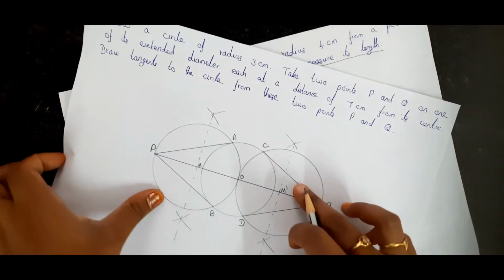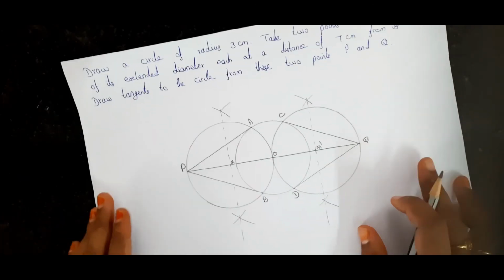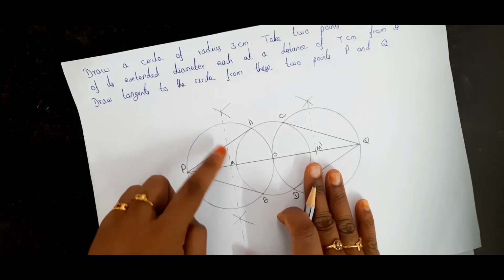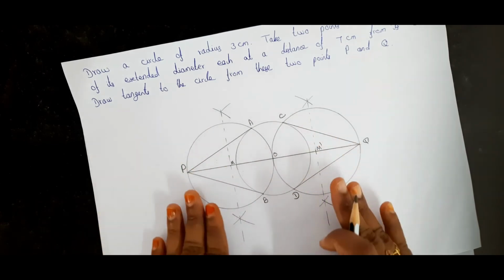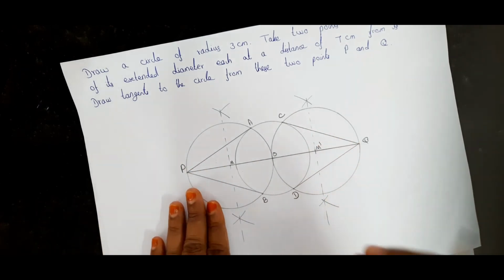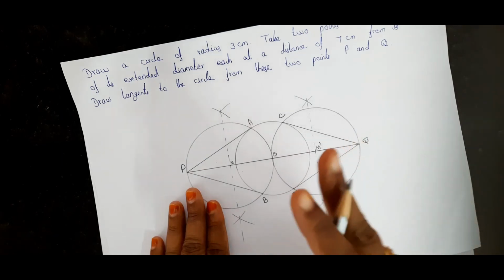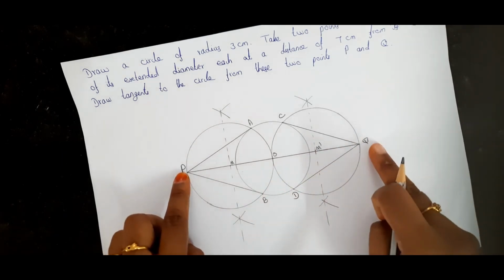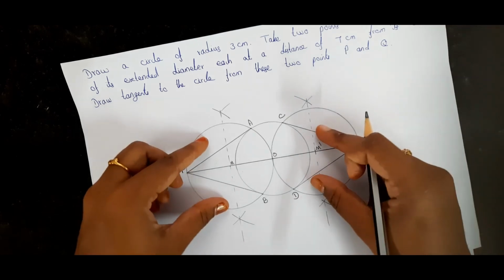Now we got another 2 tangents. So totally how many tangents are there in the construction? 4 tangents. See, 1, 2, 3, 4. Why 4 tangents? Because we know that from each external point we can draw 2 tangents. Here 2 external points are there. That's why we got 4 tangents.